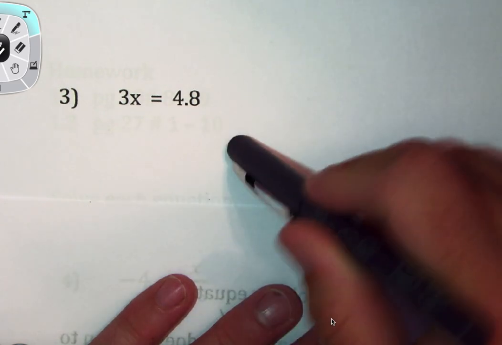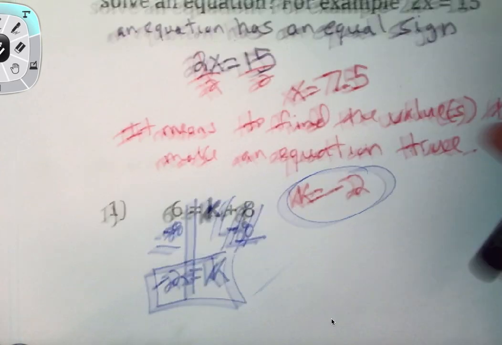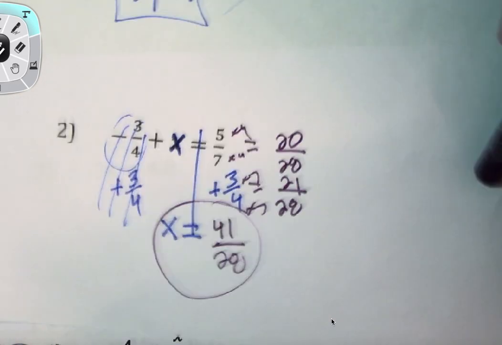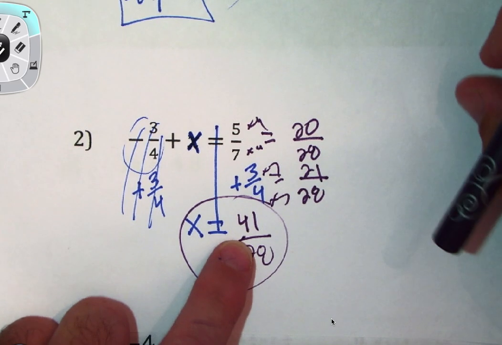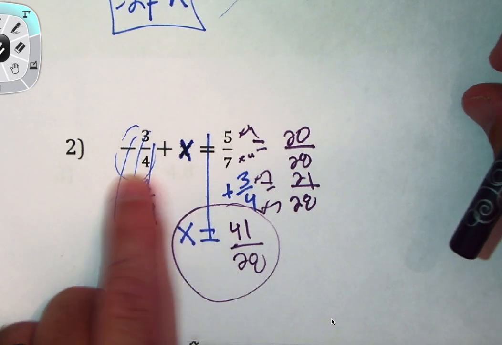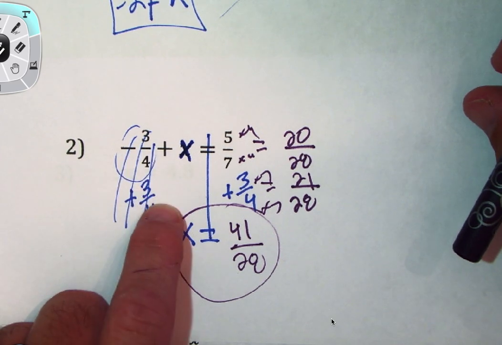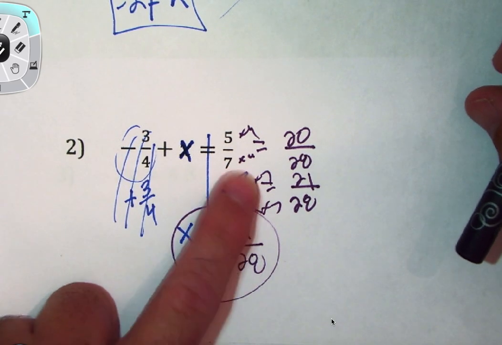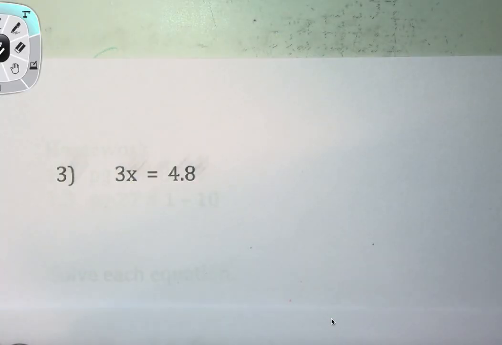So, great. And there we go. We got it. 41/28 is our answer. And that'd be kind of hard to do in our heads. But if we add 3/4 to both sides, because negative 3/4 plus 3/4 is 0, and then we remember our rules about adding fractions. Boom, we got it. Okay.